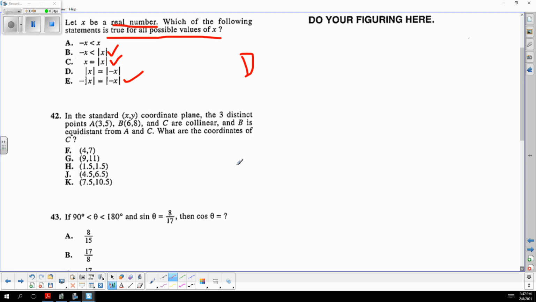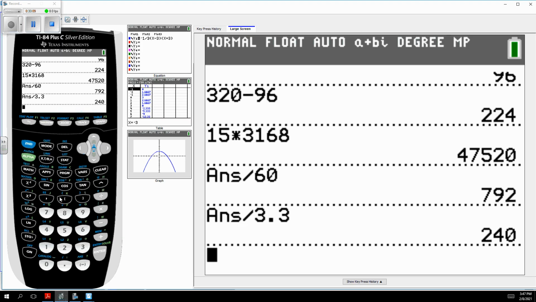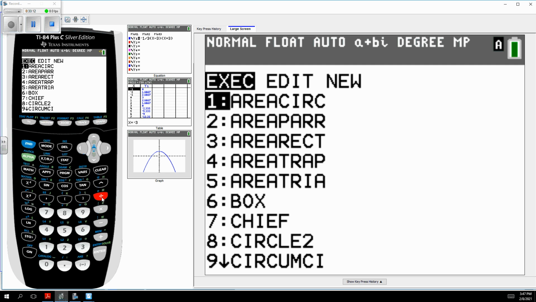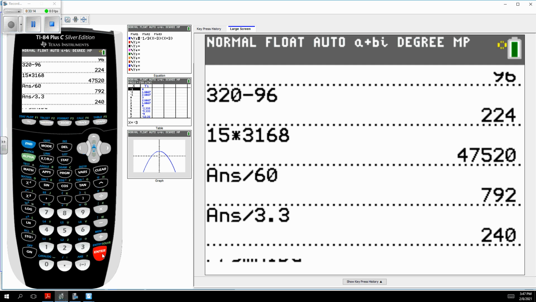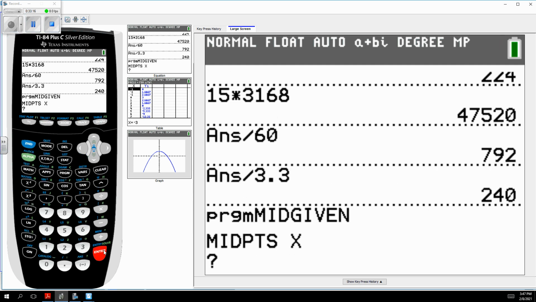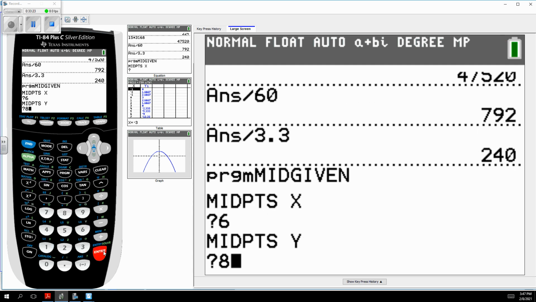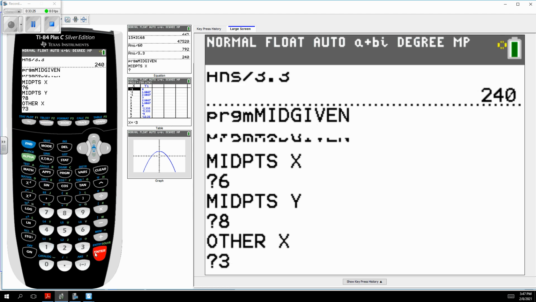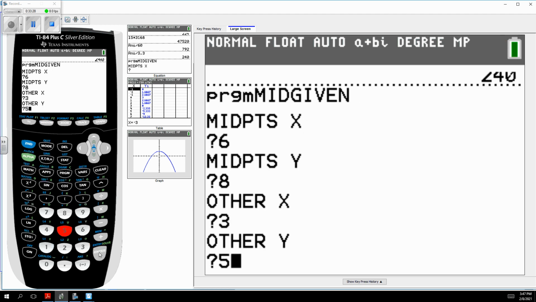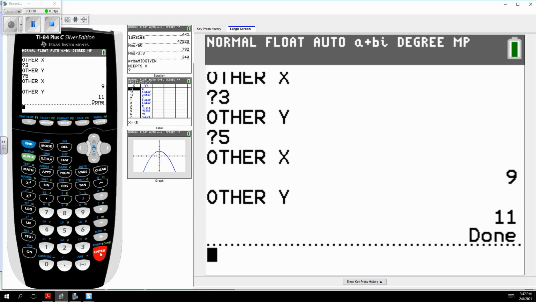This one's midpoint given, because B is equidistant and they're on the same line. So you use the program mid-given. I go alpha M to find it. There it is. So the midpoint is given as B, 6, 8. And the third point is 3, 5. So who are we? We are 9, 11. G. Okay.